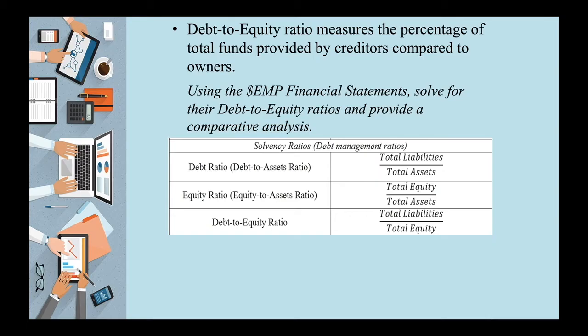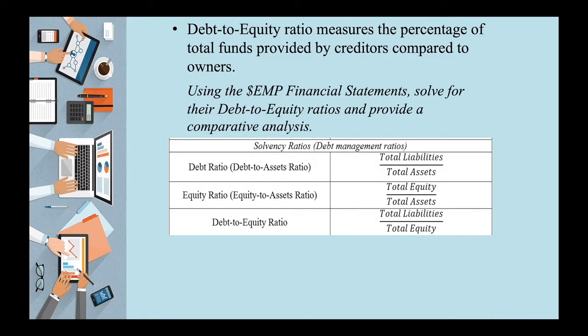Okay, so debt to equity ratio naman tayo. Debt to equity ratio measures the percentage of total funds provided by creditors compared to owners. Sino yung mas malaking naiambag na fund? No, yung creditor ba or yung owner? If that is the question, that can be answered by the debt to equity ratio. So, formula is total liabilities over total equity. So, using kapag ito, naglagpas ito ng 1, no?